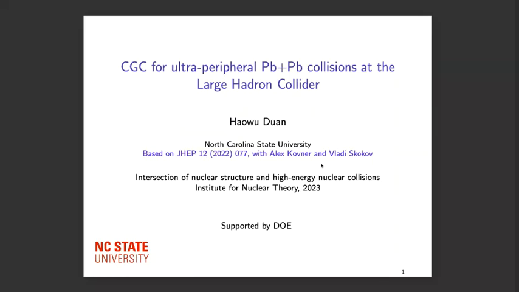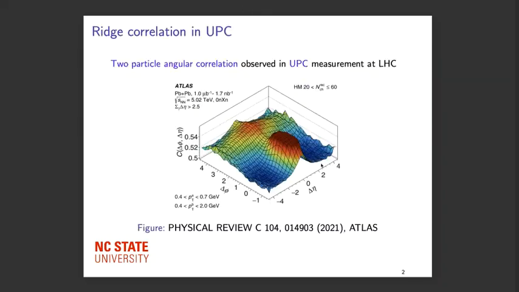Today I'm going to talk about particle correlation observed in UPC and LHC. So let us begin by staring at this two-particle correlation plot from the ATLAS collaboration. In this plot, what was plotted is the distribution of the two particle pairs in terms of their azimuthal angle difference and their rapidity separation.